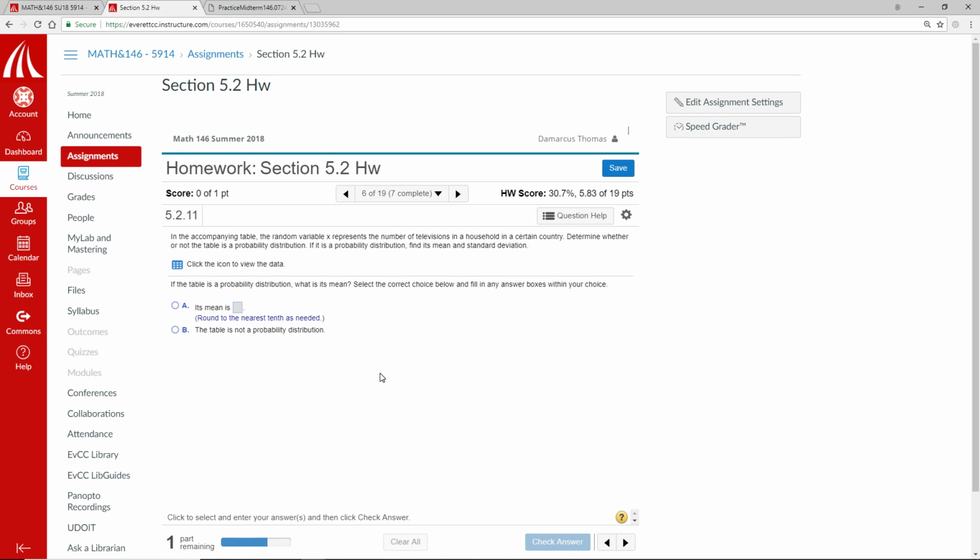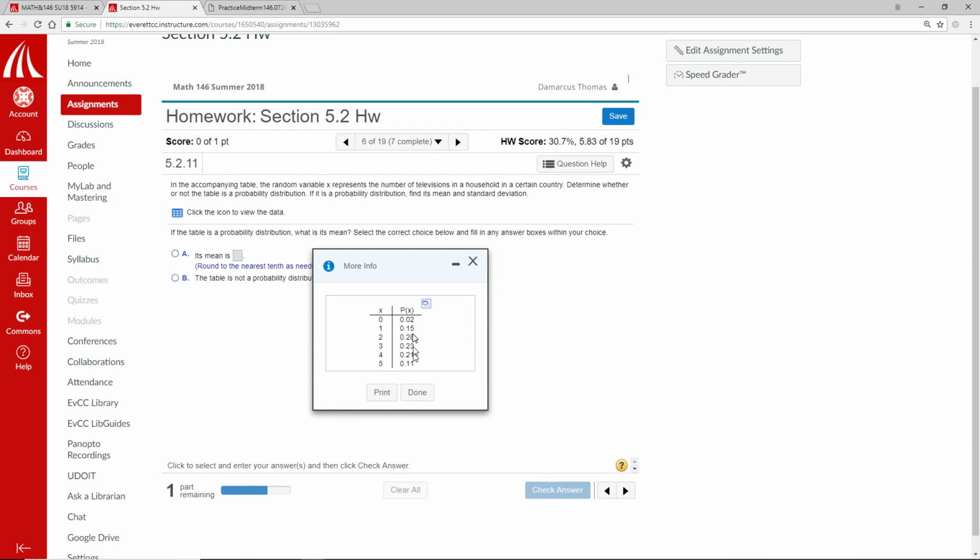In the accompanying table, the random variable x represents the number of televisions in a household in a certain country. Determine whether or not the table is a probability distribution. If it is a probability distribution, find its mean and standard deviation.